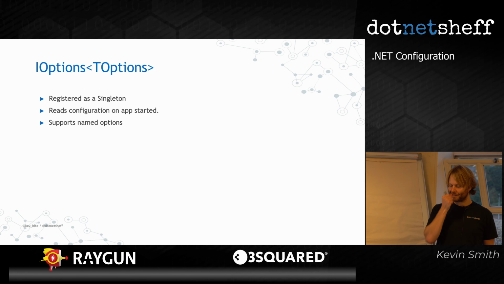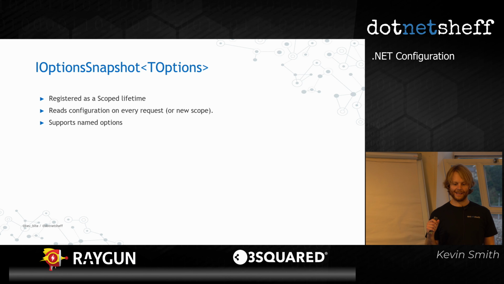The three I just mentioned are the most important ones you're probably going to use. IOptions of T is registered as a singleton, and it's read when the app starts. Every time you read from it again, it's going to get the same values. And it supports named options as well. So if you've got two distinct companies, company 1 using Twilio and company 2 using Twilio, you can do that in your code. The snapshot one is a bit different.